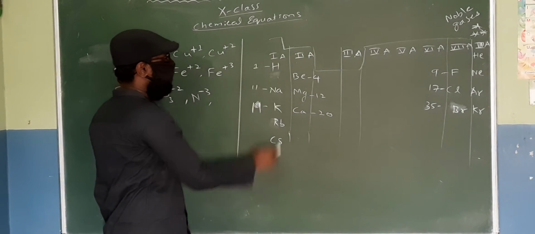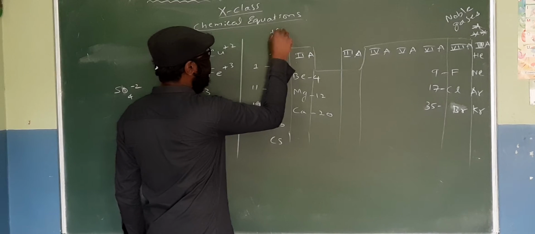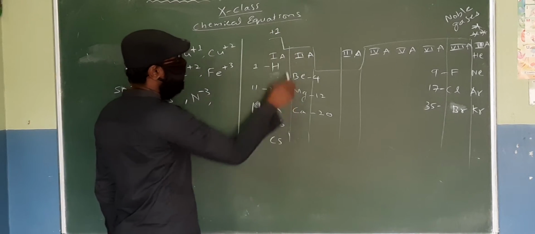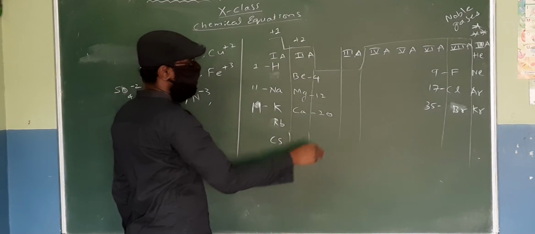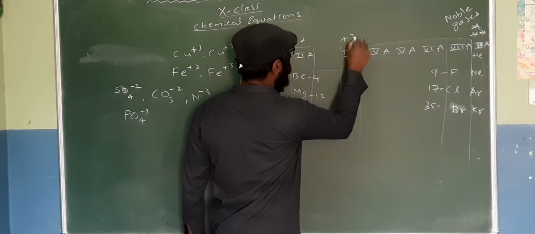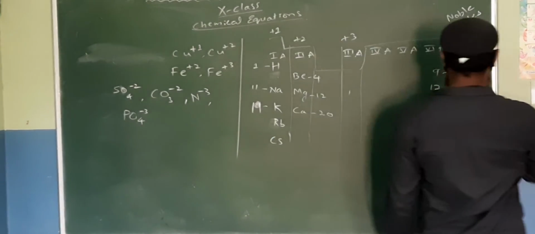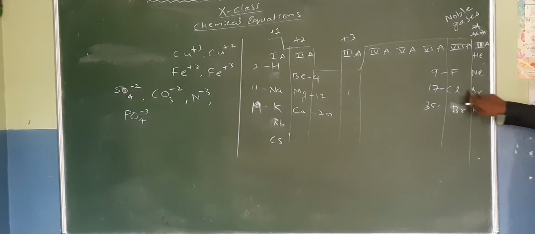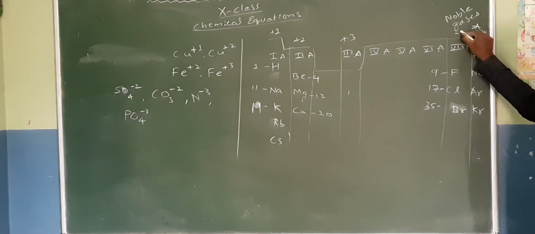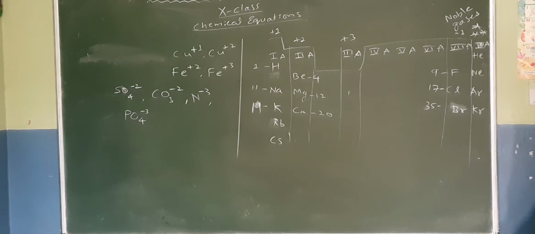So, group 1 elements are those which always want to lose 1 electron. Group 2 elements want to lose 2 electrons. Similarly, group 3 elements want to lose 3 electrons. And group 7 elements want to gain 1 electron to become like 8a. So, that's why I write -1.